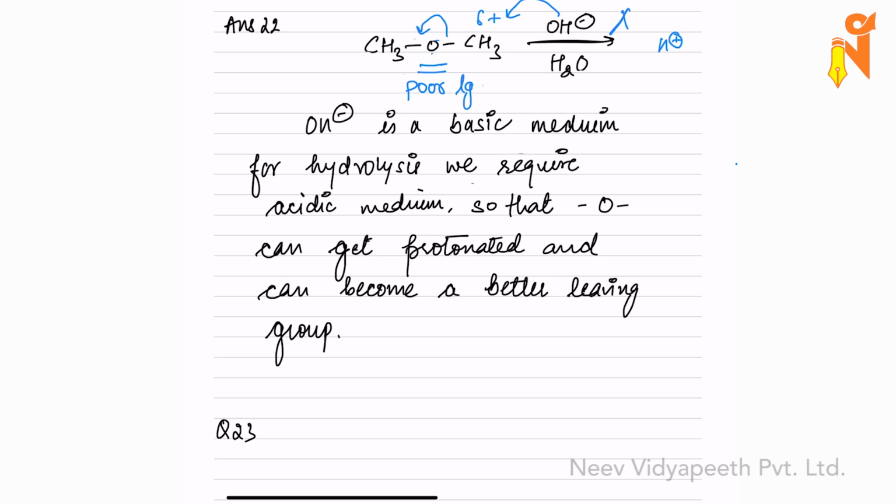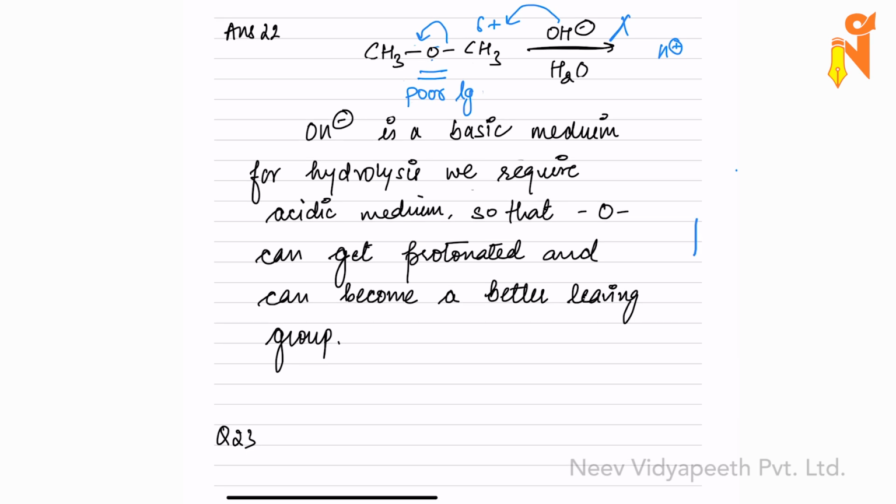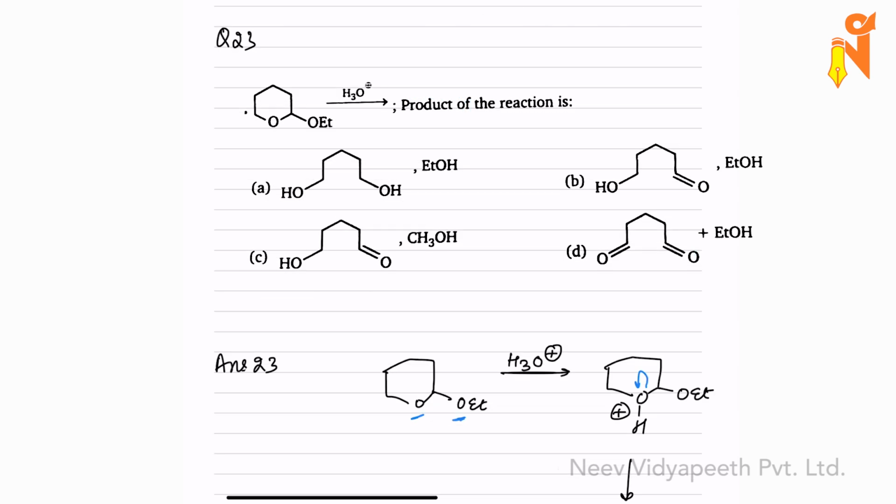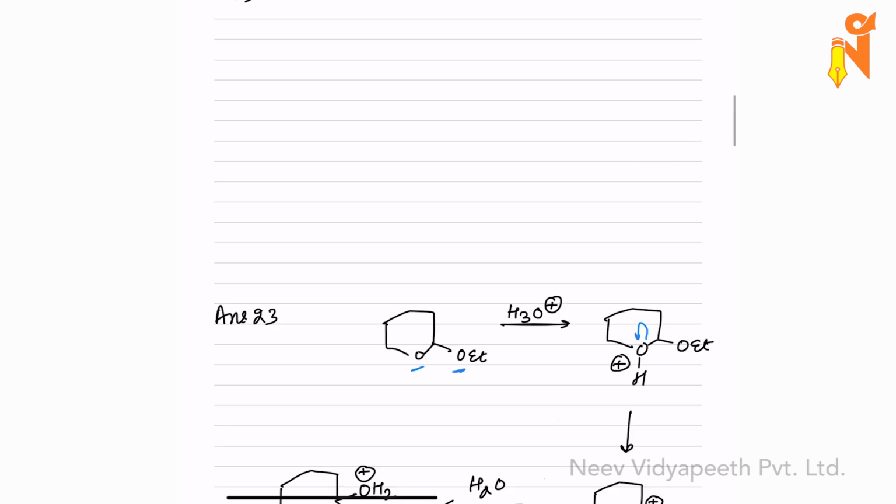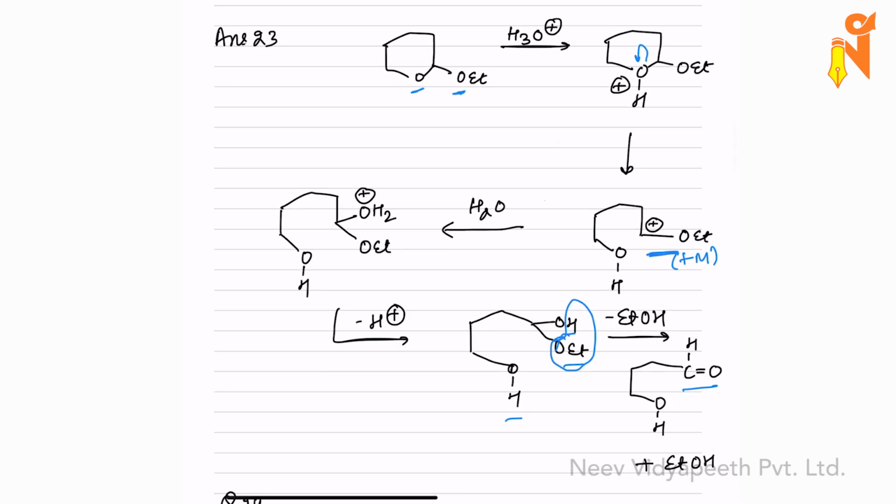The main reason is that we want the oxygen to get protonated first, act as a good leaving group, leave the system, and then only hydrolysis is possible. Now come to question number 23. In question number 23, again we have to do the hydrolysis in the acidic medium. We have two ethers in the molecule. Now let's understand the hydrolysis happening over here.